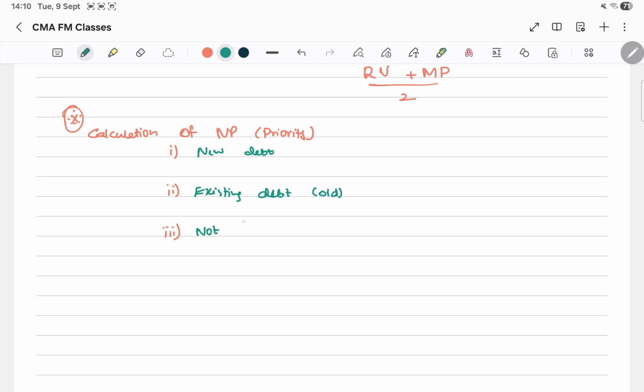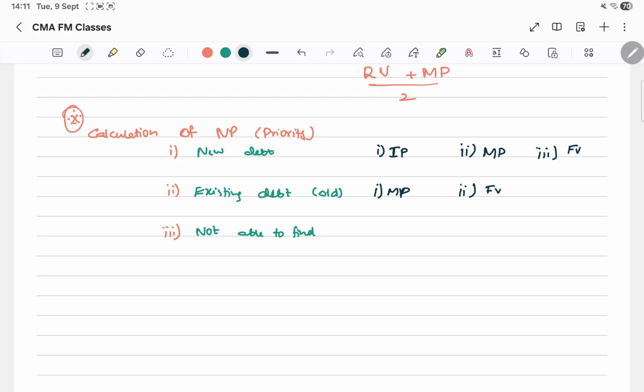If you are not able to find whether it is new debt or old debt, first you should give the priority to issue price. If issue price is not given in the question, market price. If market price is also not given, go with face value. I think you will be getting the shortcuts, right? So in case of existing debt, first will be market value, that is market price, and second will be face value.